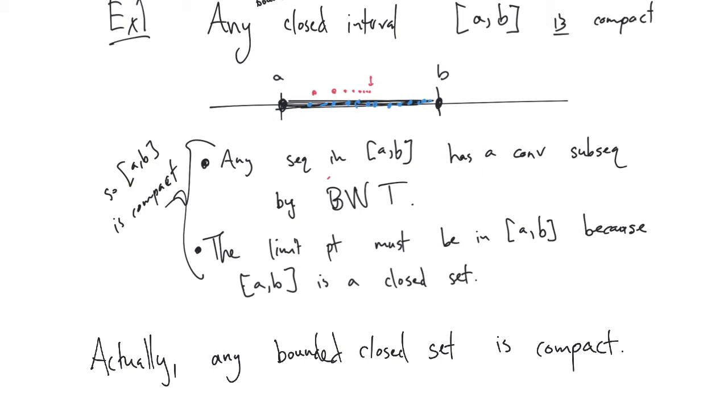If you break it down into these two steps, it doesn't have to be an interval. Any closed bounded set is automatically compact. The fact that it's bounded means you can use the Bolzano-Weierstrass to get the first part, and the fact that it's closed means that you can get the second part. All right. So any bounded closed set is compact.